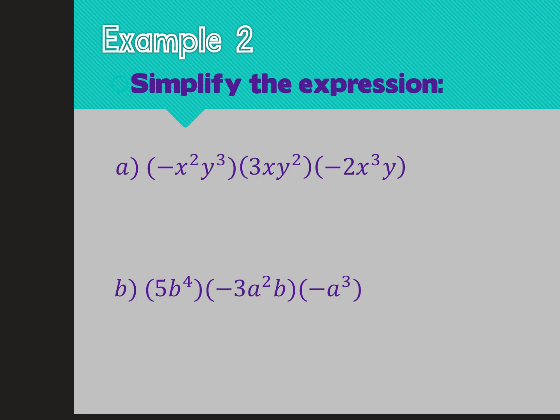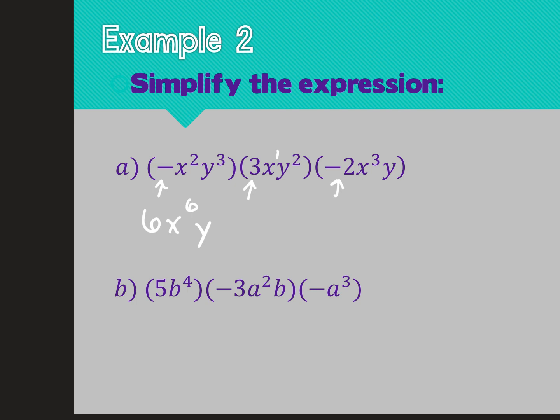All right, same kind of problem, just a little longer. Again, we're going to look at coefficients first. So this is a negative 1 times 3 times negative 2. Negative 1 times 3 is negative 3 times negative 2 is going to give you a positive 6. I have x, x, and x. So I have x to the 2nd, x to the 1st, and x to the 3rd. If I add 2 plus 1 plus 3, I get x to the 6th.